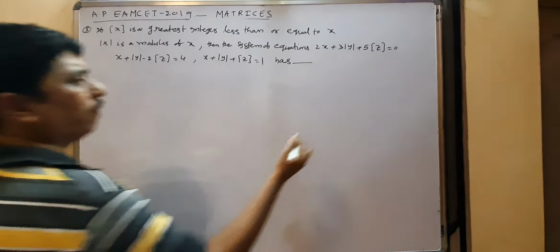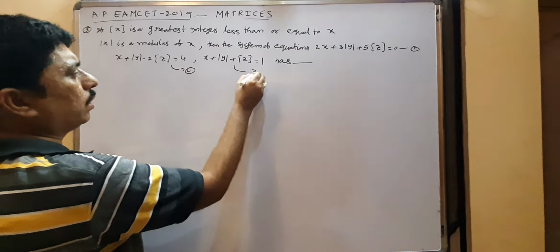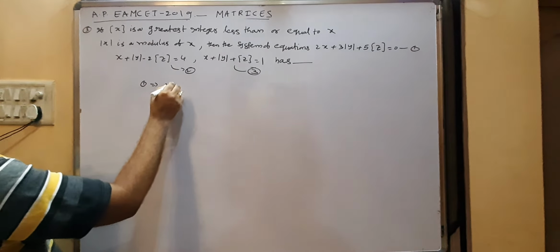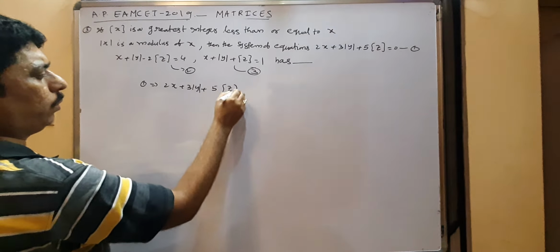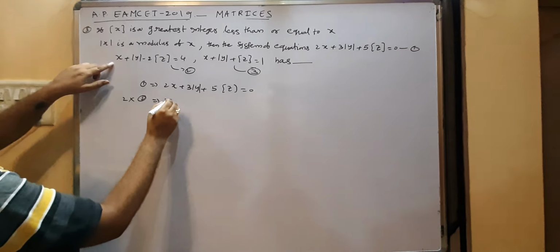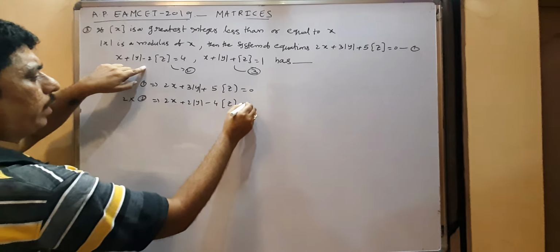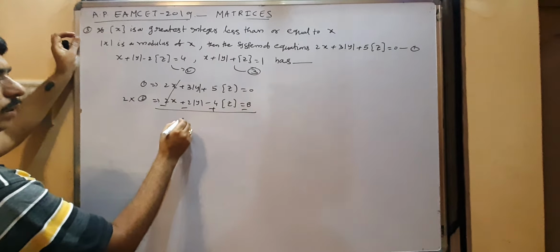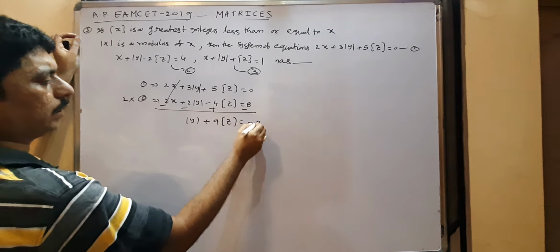Solve the equations to find the values of x, y, z. Suppose this is equation 1, this is 2, and this is 3. I will eliminate the x values. First equation: 2x + 3|y| + 5[z] = 0. Second equation multiplied by 2: 2x + 2|y| - 4[z] = 8. Subtracting both, the 2x terms cancel: |y| + 9[z] = -8.